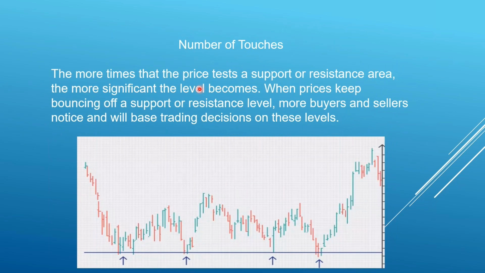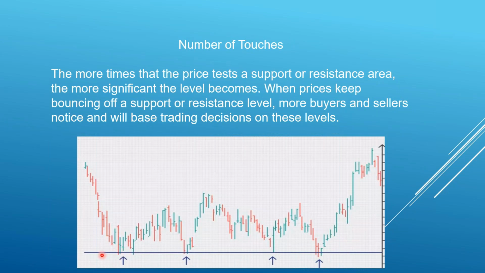Another very important concept when you consider the levels, okay, you draw these levels with your hands or with other tools, so you need some confirmation. A very strong confirmation is the number of touches. The more times the price tests a support or a resistance, the more significant the level becomes. When price keeps bouncing off a support or resistance level, the more buyers and sellers take note and will base trading decisions on this level. Just like this example, you can see here, price moves down to this area.